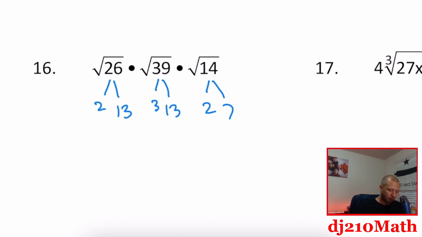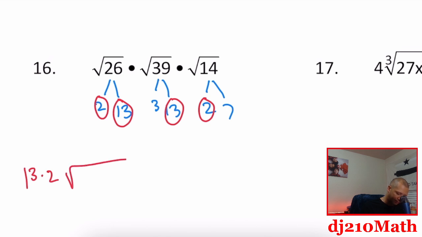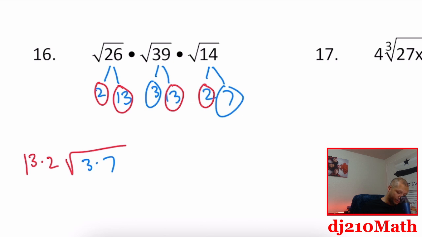All right, if you put this under a square root, because that's what's happening, it's all being multiplied. You just take out the pairs. So let's take out the pairs now. A 13 is going to come out. A 2 is going to come out. And left behind are the leftover parts, leftover, leftover: 3 times 7. So final answer, 13 times 2, 26, root 21. Might have to watch that one a couple times.